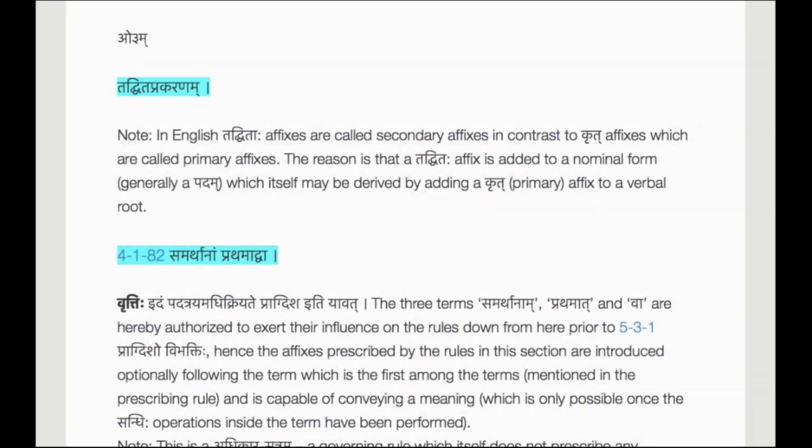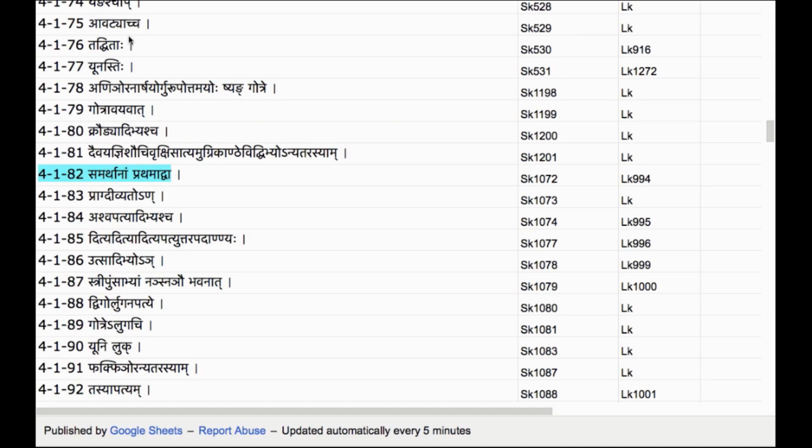We are now going to turn our attention to a new topic, Tadhita Prakaranam. Here we will take a look at the affixes, which Pāṇini calls Tadhitaha. This section of the Ashtadhyayi begins with the Sutram 4176, which is the Adhikara Sutram that sets the topic heading, and it goes all the way down to the end of the 5th chapter of the Ashtadhyayi.